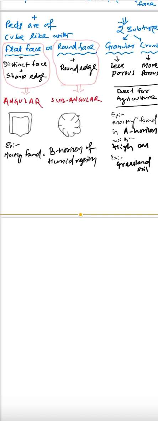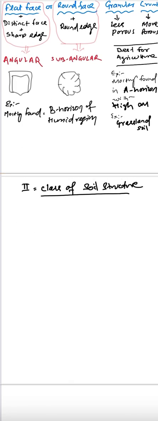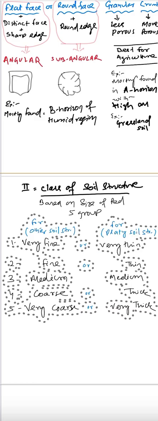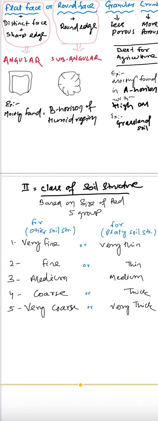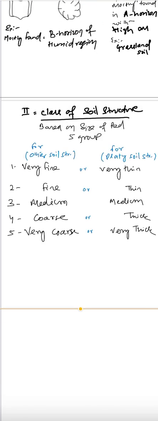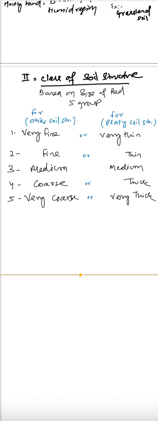Next coming to the class of soil structure. As you know, the class of soil structure depends upon the size of the ped. Here we have 5 types of classes. One is the size, that is, whether it is very fine, fine, medium, coarse, or very coarse. Very fine means naturally very small peds are there. But for platy structure, you can see whether it is thin or thick: very thin, thin, medium, thick, very thick. So this is the classification based upon the class of soil structure. So 5 groups are there.